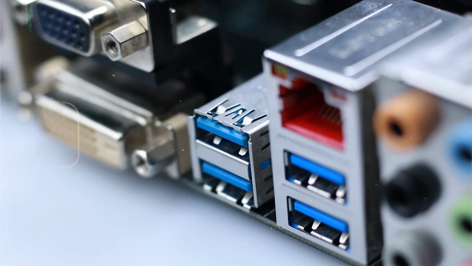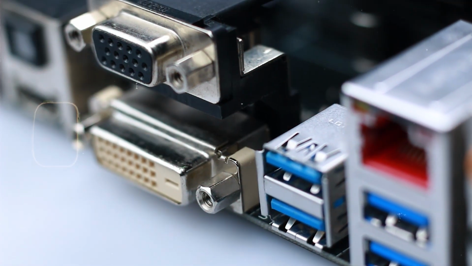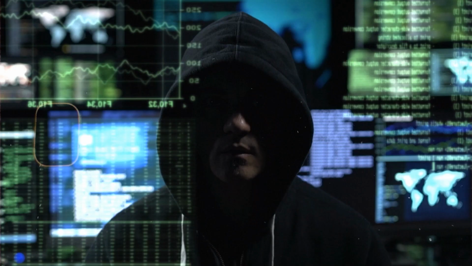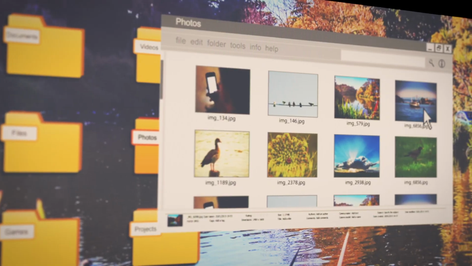In this video, I'm going to explain network ports. After I give you an explanation of it, I'm also going to talk about cyber attacks pertaining to networks and then how you can protect yourself from it.